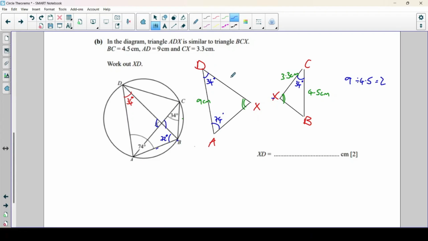So now I'm trying to find the length XD, this one here. Well, that side corresponds to this side here. So I'm going to do 2 times 3.3, which gives me 6.6 centimeters.